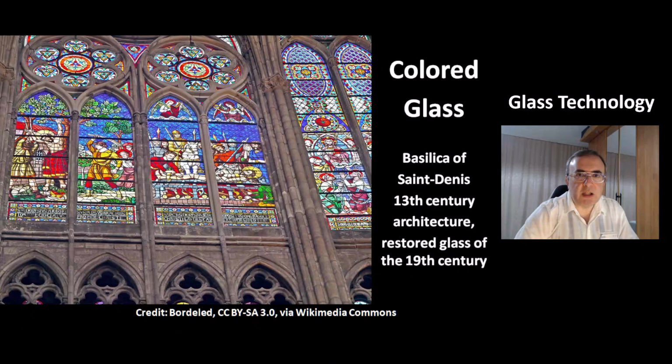This is an example of colored glass. It's the Basilica of Saint-Denis from the 13th century architecture. The glass was restored in the 19th century. And especially if the sun shines through this glass, it gives it a nice look.